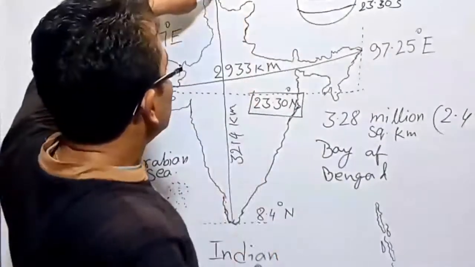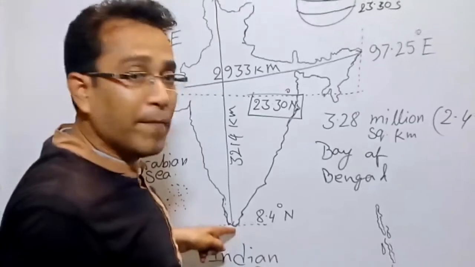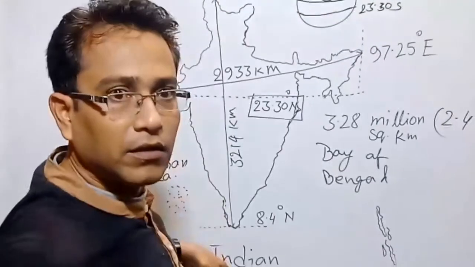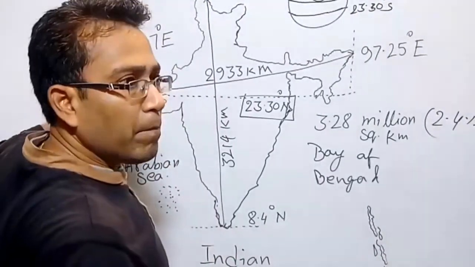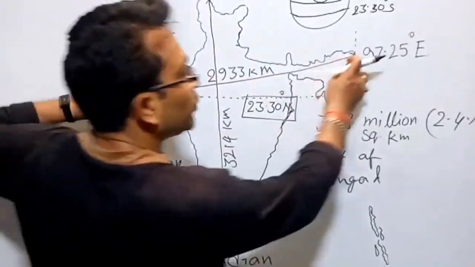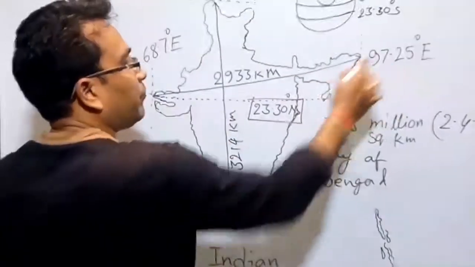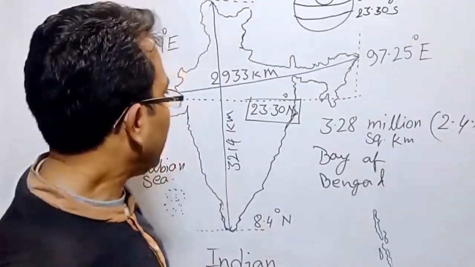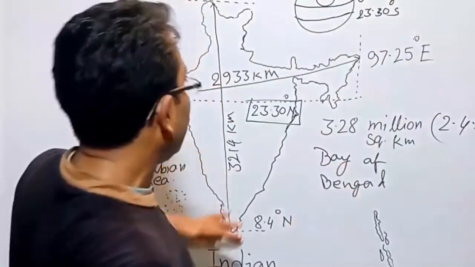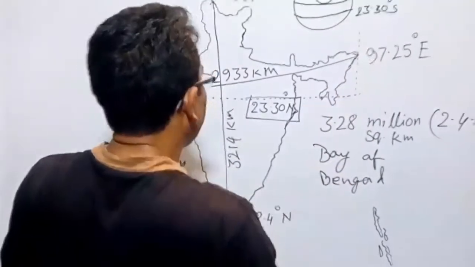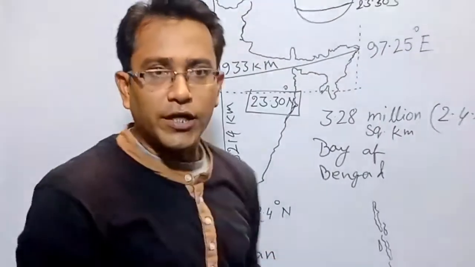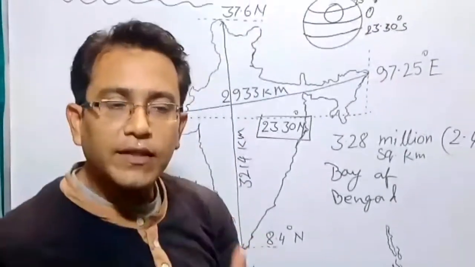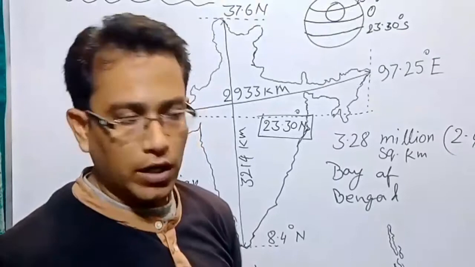From the northernmost point to the southernmost point of the mainland of our country, the length is 3,214 kilometer, and from the westernmost point to the easternmost point, the length of this extension is 2,933 km. So that is the extension of our country, and according to this extension it is a large country, and according to its size, it is the 7th largest country in the world.